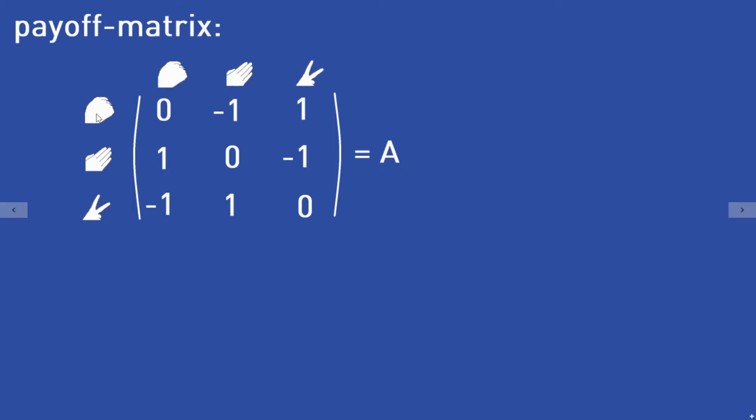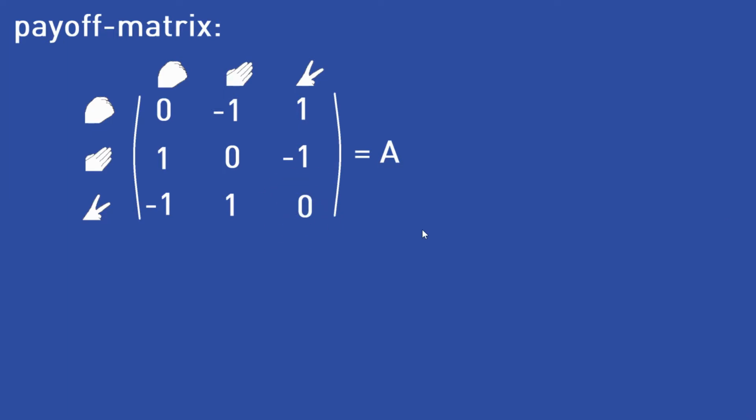So when you, for example, play rock against paper, you lose 1 point, so -1. When you play rock against scissors, you win, so you get 1 point, so +1. The same here. For example, when you use scissors against paper, you win 1 point. When you use scissors against rock, you lose 1 point. Scissors against scissors grants you 0 points, which is a draw, so 0.